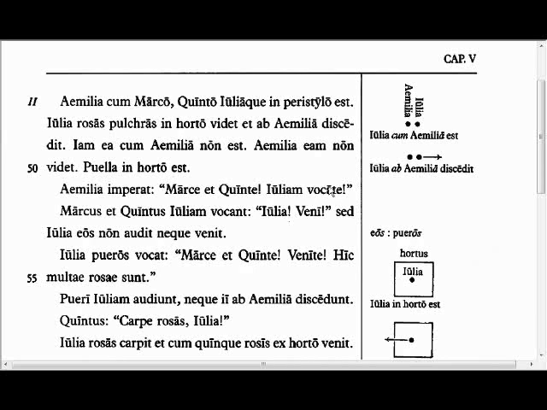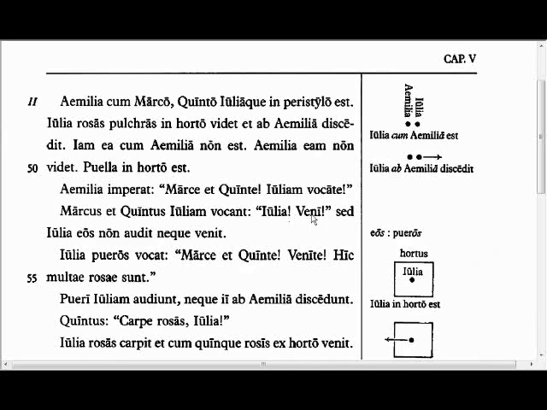Here we have the plural form of the imperative. Singular is voca, call. Plural vocate. It adds a te when you're commanding more than one person. Call Julia. Iuliam vocate. Marcus and Quintus Iuliam vocant. Call Julia. Iulia. Here's the vocative feminine form. It doesn't change from the nominative. Notice it's just Julia, and that is why we don't memorize it separately.